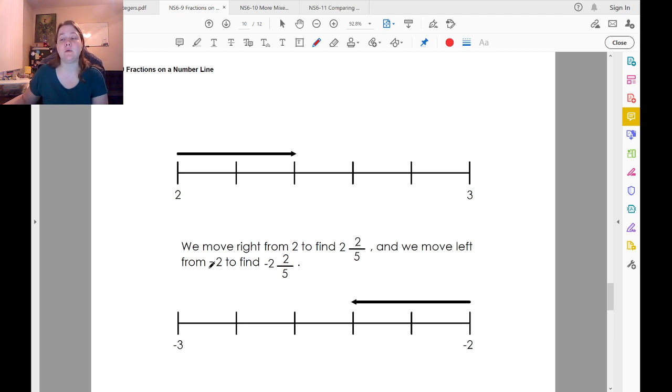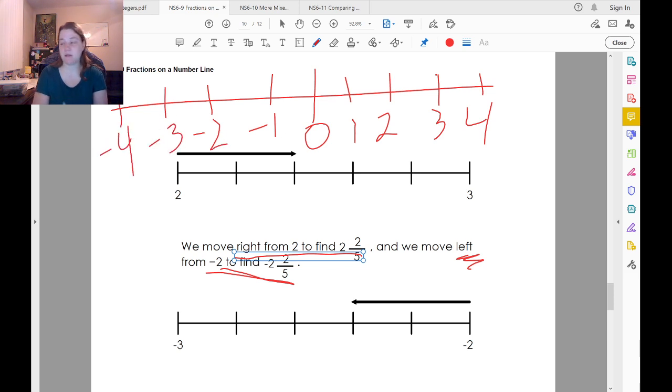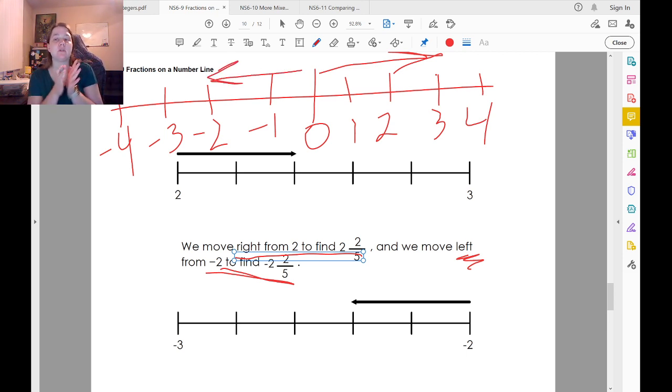Notice that we move right from the 2 to find 2 and 2/5, and we move left to find negative 2 and 2/5. Remember, because on a number line, we start at 0, 1, 2, 3, 4. If we look at the whole numbers, the fractions move the same direction. Negative 1, negative 2, negative 3, negative 4. You have to remember, it's like being in a mirror. You move the other direction. So you'd move that way to find bigger positive numbers, and this way to find smaller numbers or a bigger digit with a negative sign.